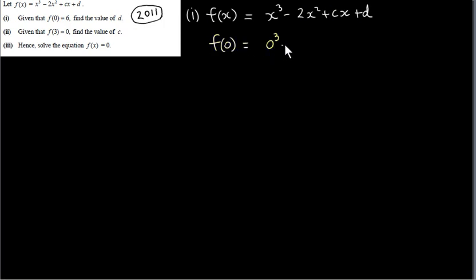Let f(x) = x³ - 2x² + cx + d. Given that f(0) = 6, find the value of d. So we have a cubic function here, a cubic polynomial. We're given that f(0) is equal to 6. So if we replace x with 0, we must get 6.